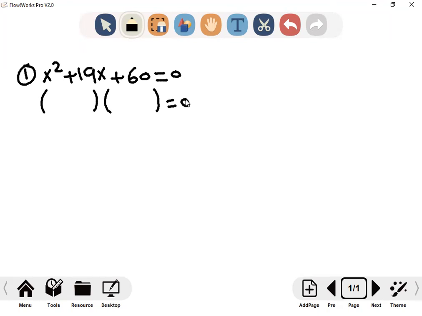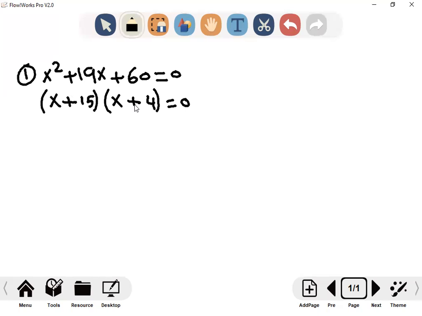and you will find two numbers. If you multiply them, 60. If you add them, 19, which are, yeah, x, 15, and 4. And we said here that this form, if you have plus to plus, then both of them are, after you find them, you use zero property, you call it.